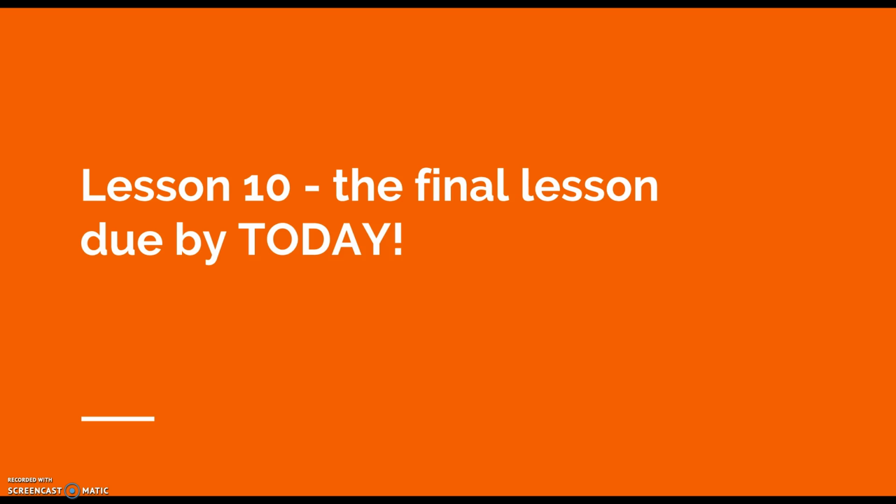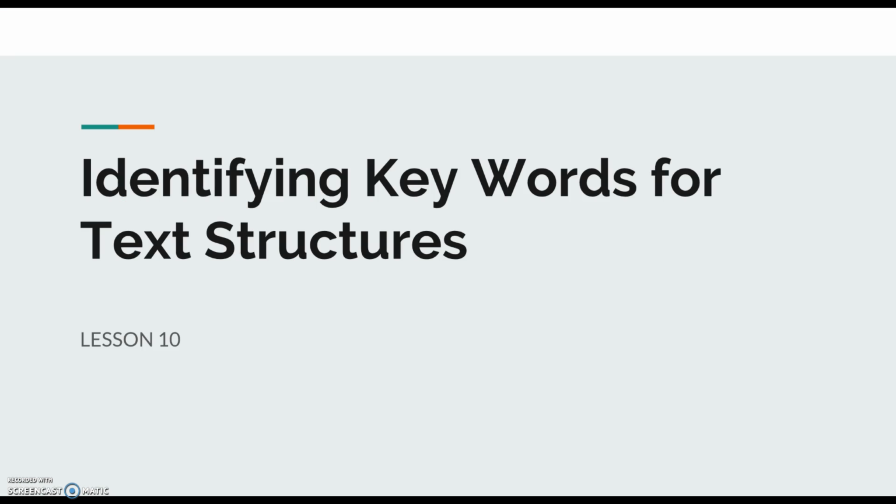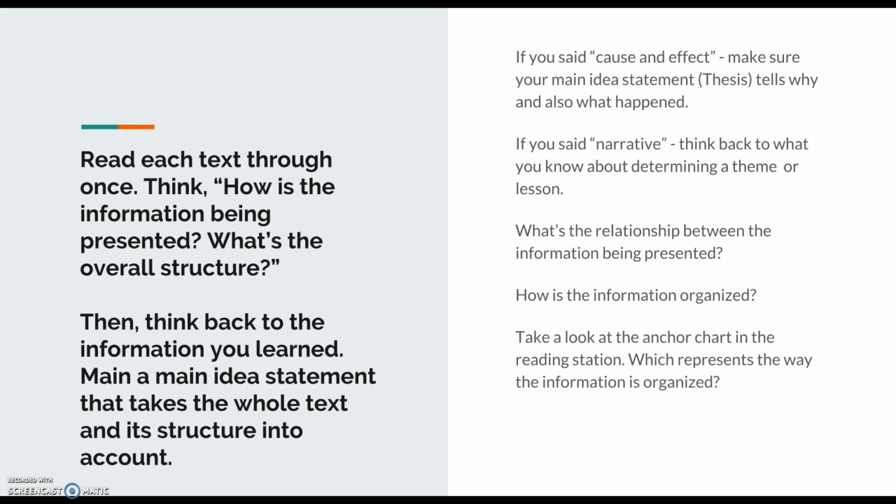So lesson 10 is the final lesson. It's going to be quite simple and you're probably already ready to start it. You're identifying the keywords for the text structure. So when you're looking at the different text structures, the cause and effects, the compare and contrast, and boxes and bullets and sequential, when you're looking at those different text structures, I want you to ask yourself, how can you identify it? What would be a keyword that would help me to identify what the author has used?